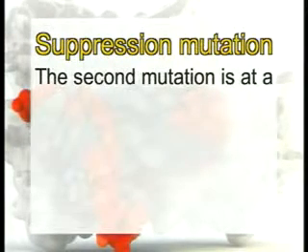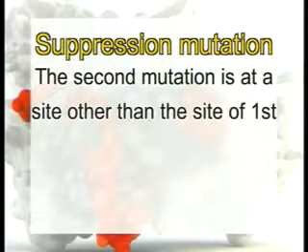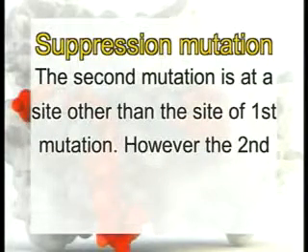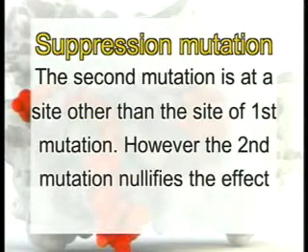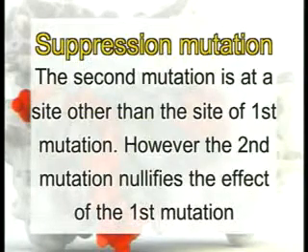Number 2, suppression mutation. In such mutation, the second mutation is at a site other than the site of the first mutation. However, the second mutation nullifies the effect of the first mutation, and the phenotype of the organism is back to the wild type. But the genotype of the revertant will show the mutation at two separate locations.